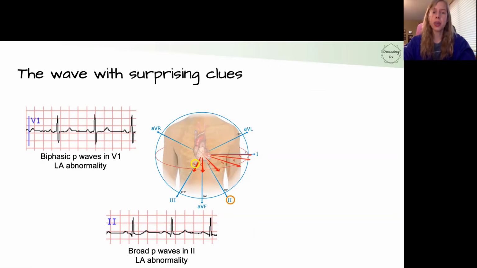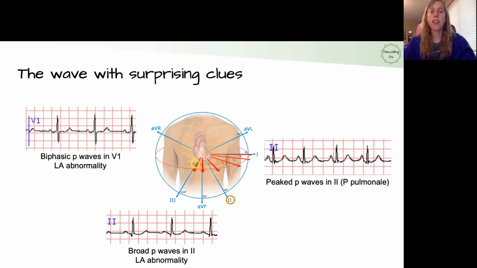Think about lead 2 in the perspective of electricity that it is seeing. If the left atrium is dilated, it's going to take longer for that electrical signal to get all the way across the atrium and then be detected by the lead. So that's why you're seeing this prolonged P wave, because it takes a little bit longer for the electricity to get all the way through that big old dilated left atrium.